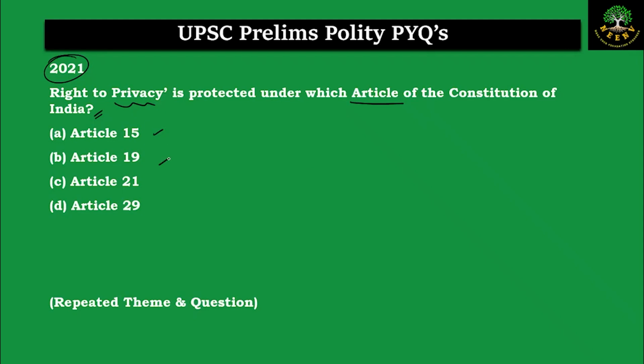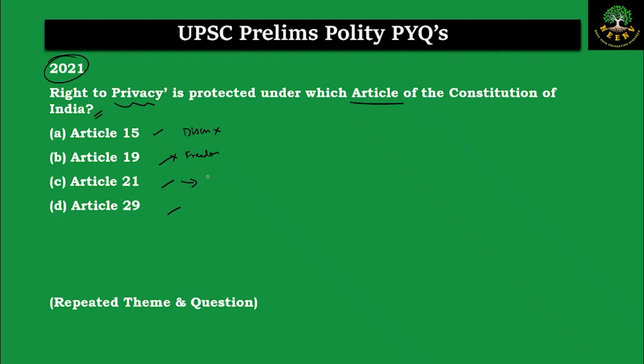Article 15, 19, 21 and 29. Under which of these is the right to privacy included in the Constitution? Now if you recall, what is there in Article 15? Article 15 talks about the prohibition of discrimination. So this is wrong. Article 19 is with respect to freedom. So that is also wrong.